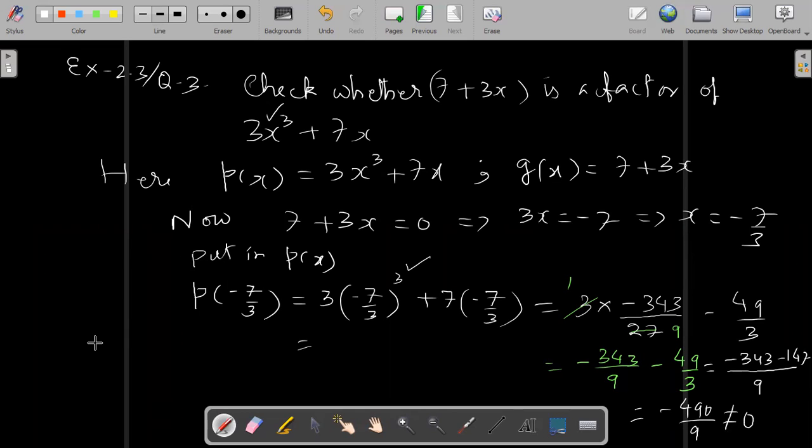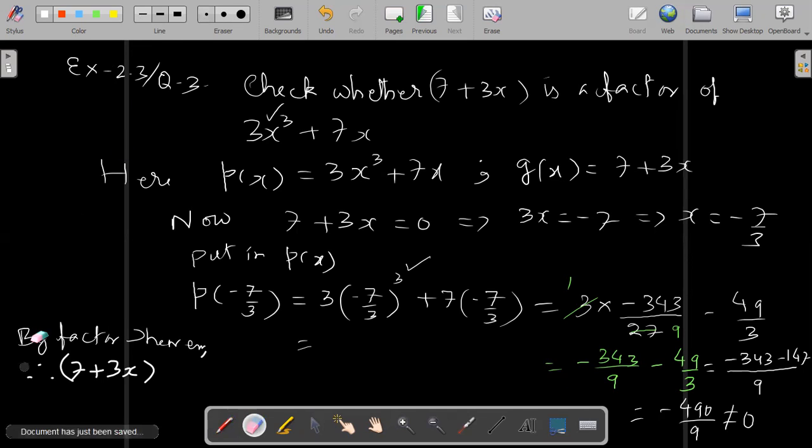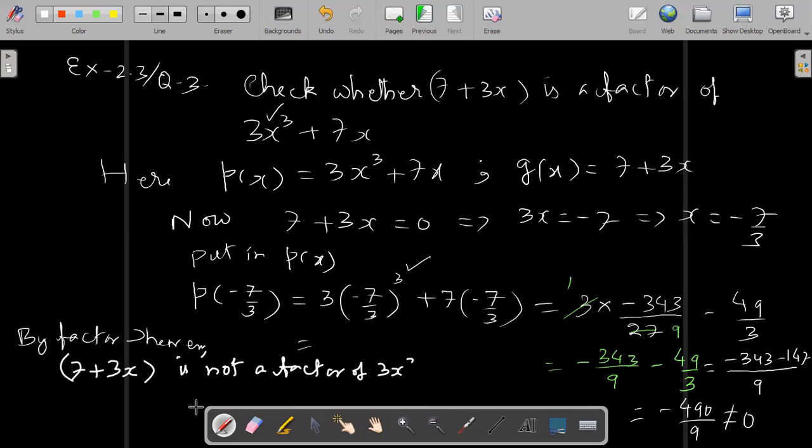Okay, so therefore we can say, by factor theorem, 7 plus 3x is not a factor of the x cube plus 7x. Okay, so this is the use of factor theorem.